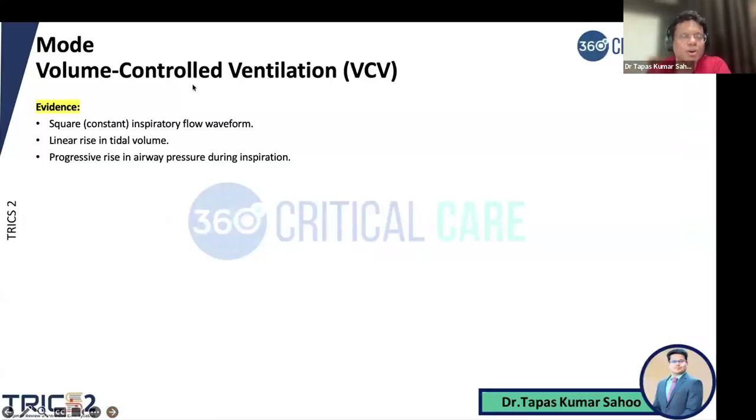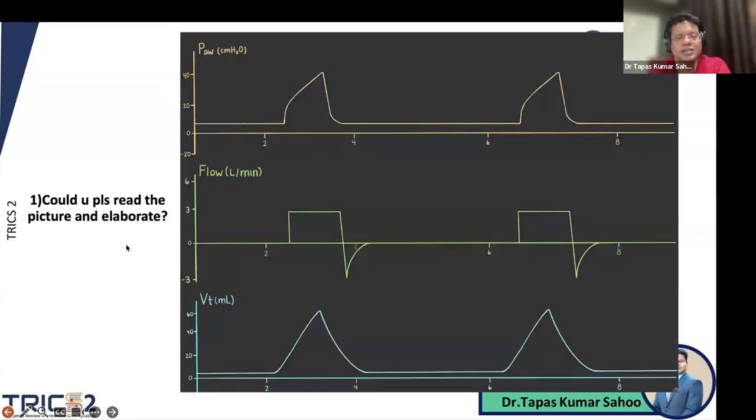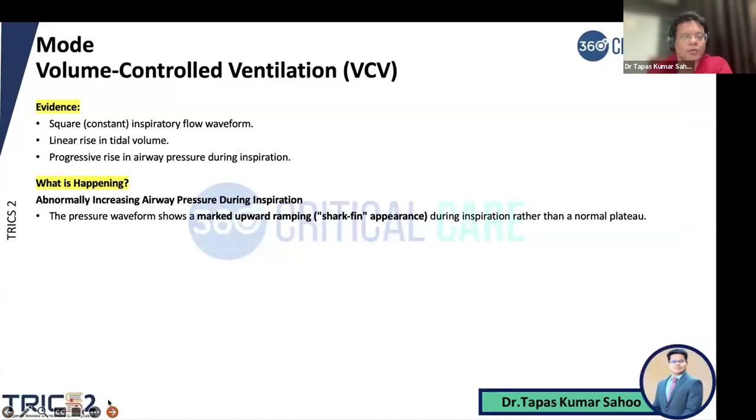Now why is it volume control ventilation? I have already told: square or constant inspiratory flow waveform, linear rise in the tidal volume, and progressive rise in airway pressure during inspiration. That you can all see in this one, progressive rise, right? Now, what is happening here? This is abnormally increasing. This should normally increase, but here it is abnormally increasing airway pressure during inspiration.